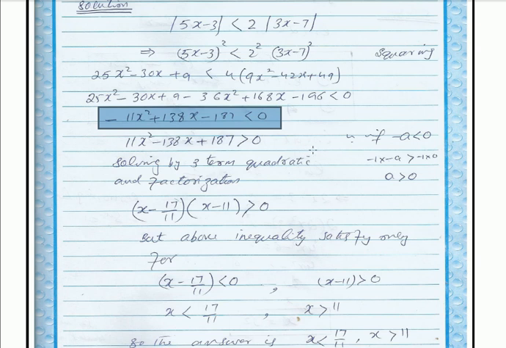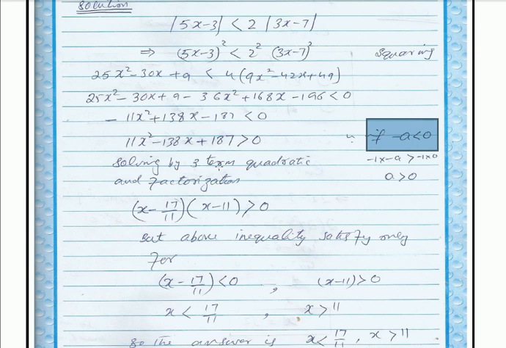We know that from the properties of the algebra, if minus a is less than 0, when we multiply it with minus 1, then inequality will change, and sign of the values also change. So we get a greater than 0 by using the properties of the real number. So when we multiply it with minus 1, then its inequality will change. We get 11x square minus 138x plus 187 greater than 0.